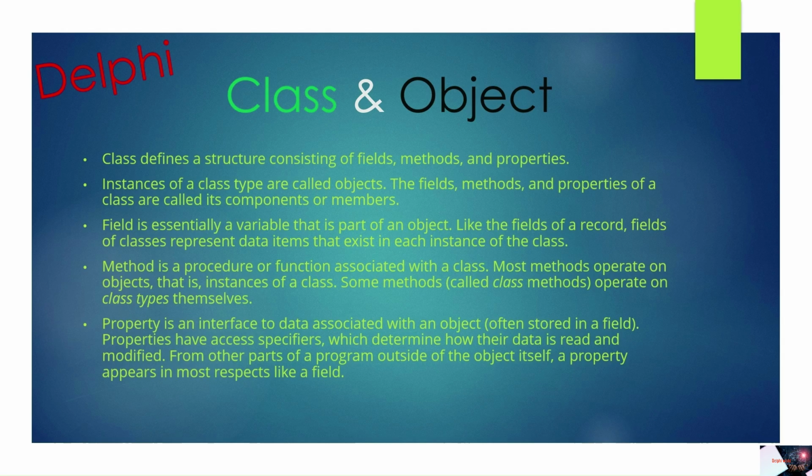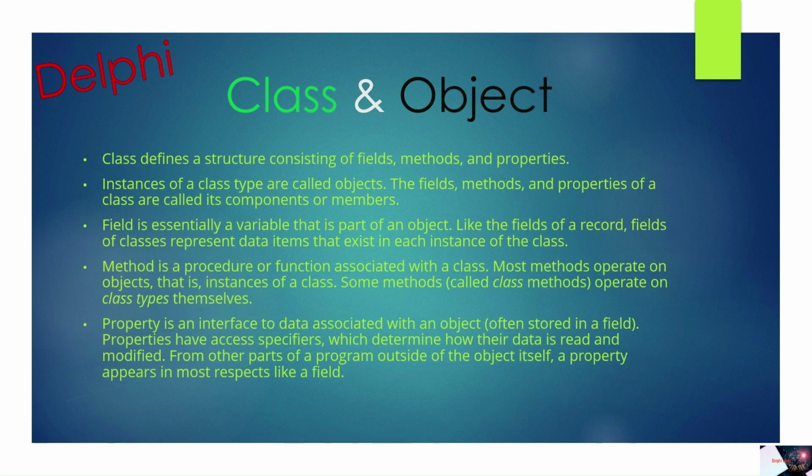Like the field of a record, fields of a class represent the data items that exist in each instance of the class. A method is a procedure or function associated with the class, right? Most methods operate on the object, that is, the instance of the class. Some methods are class methods that are called by the class, so there is no need to call them by an object.